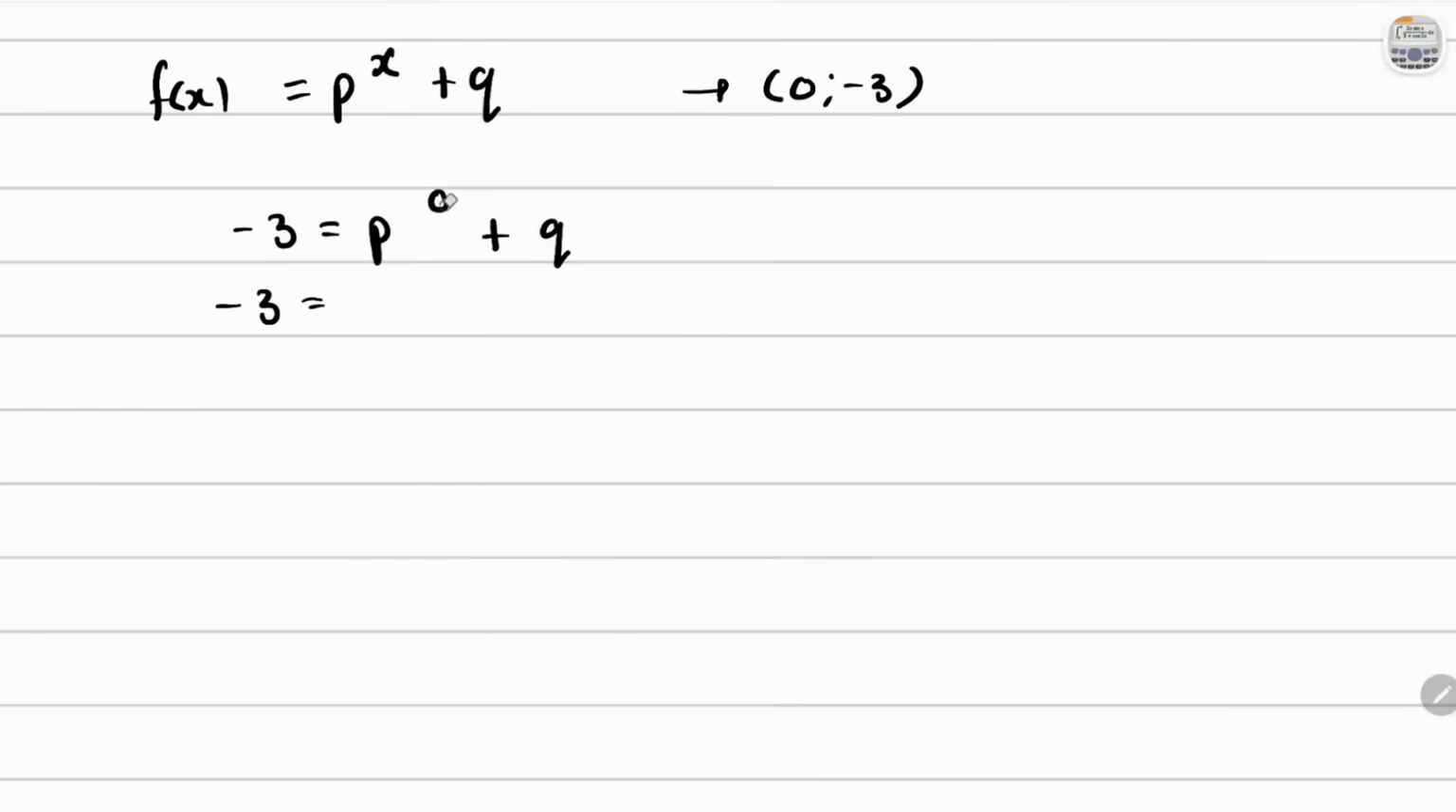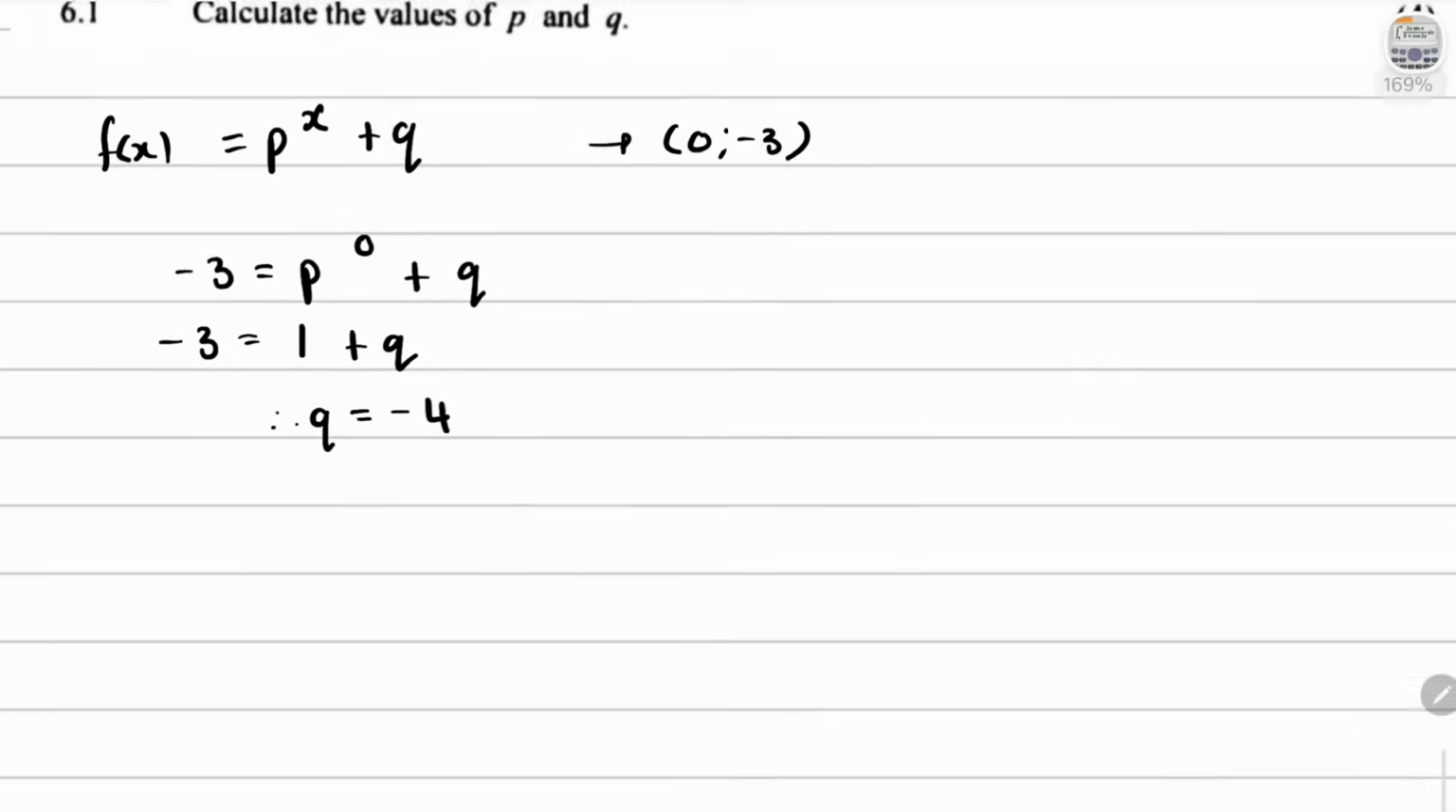Remember that anything to the power of 0 is 1. So yes, this is a p, but regardless of whatever number p is, it's going to be raised to 0. So it gives you 1 and then plus q. And then that comes over and becomes negative. So q is equal to negative 3 minus 1, which is negative 4. Okay, so we have that.